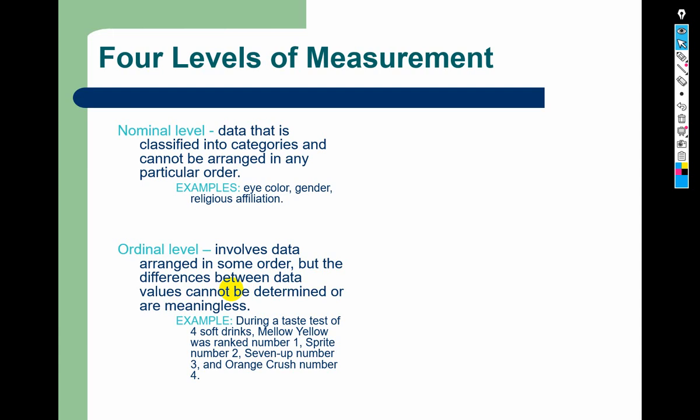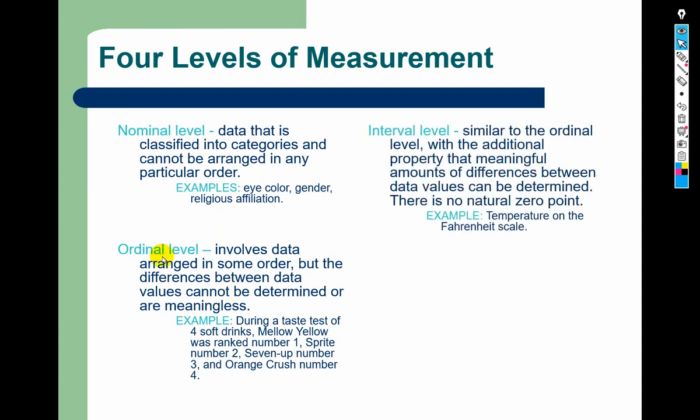So nominal and ordinal are non-numeric data, but you can order or rank ordinal data. That's why we call this the nominal level, and the second one the ordinal level. The third one is the interval level, very similar to ordinal, but the difference between the data values can be measured in numeric values, like a temperature.